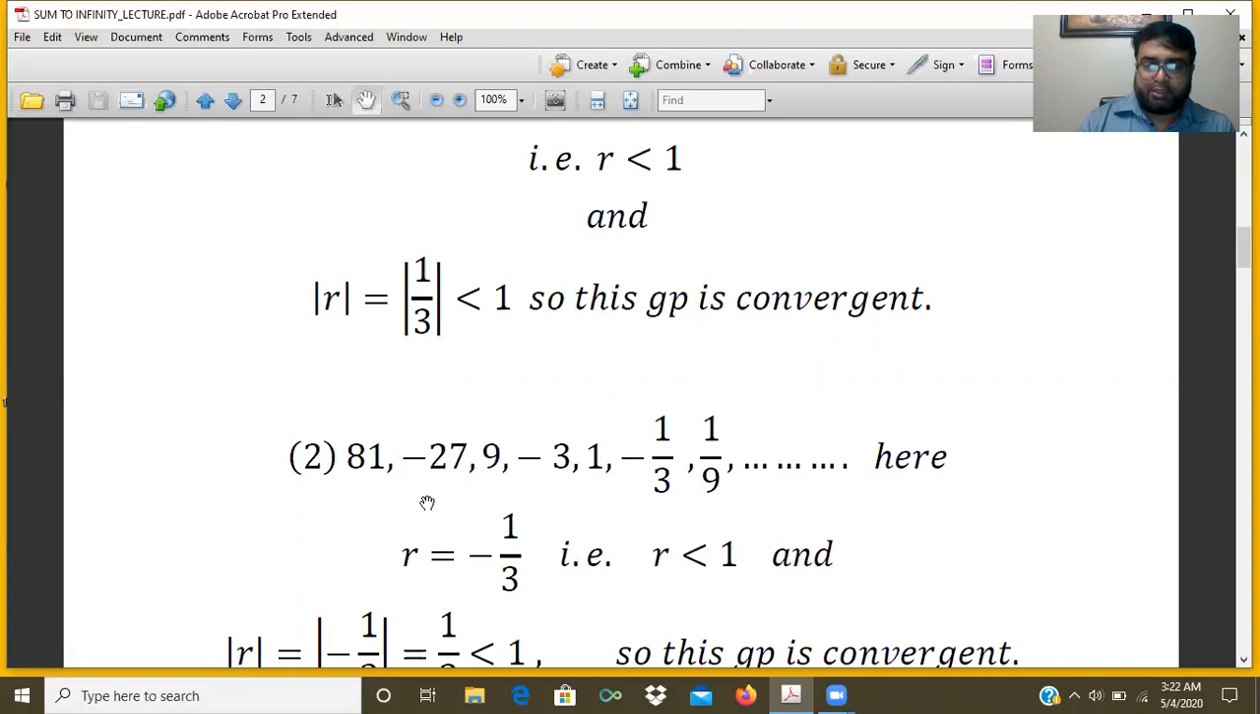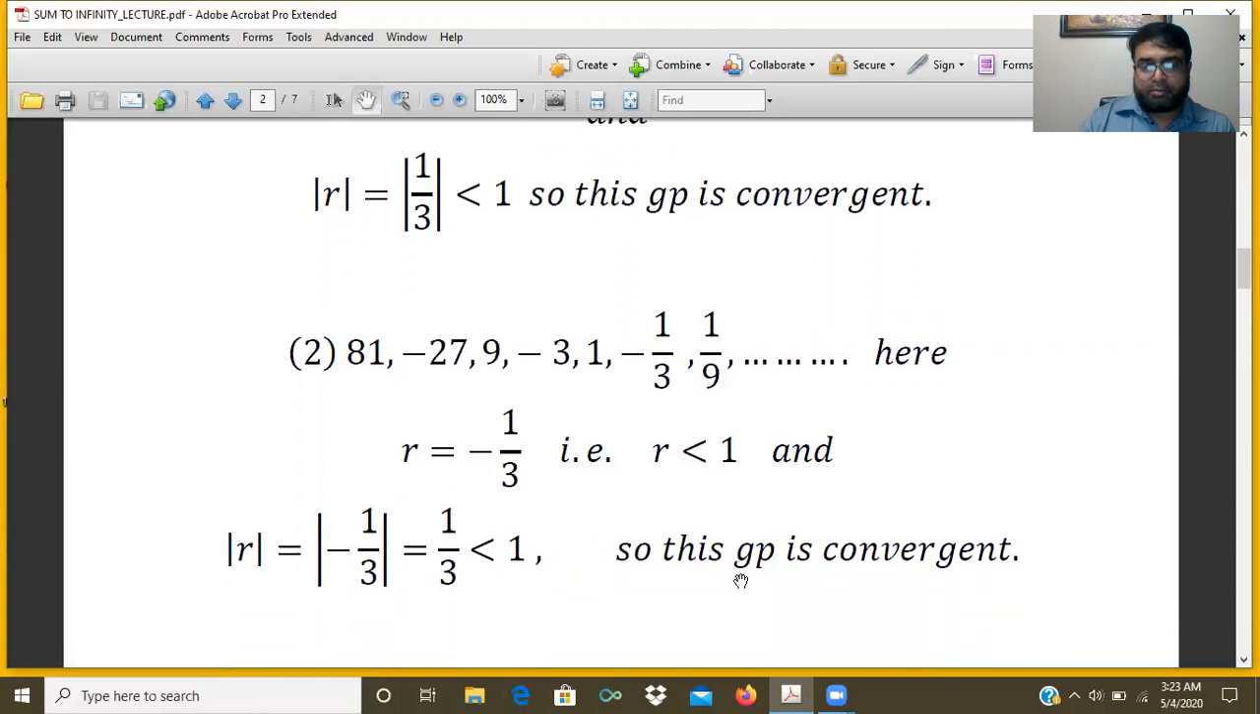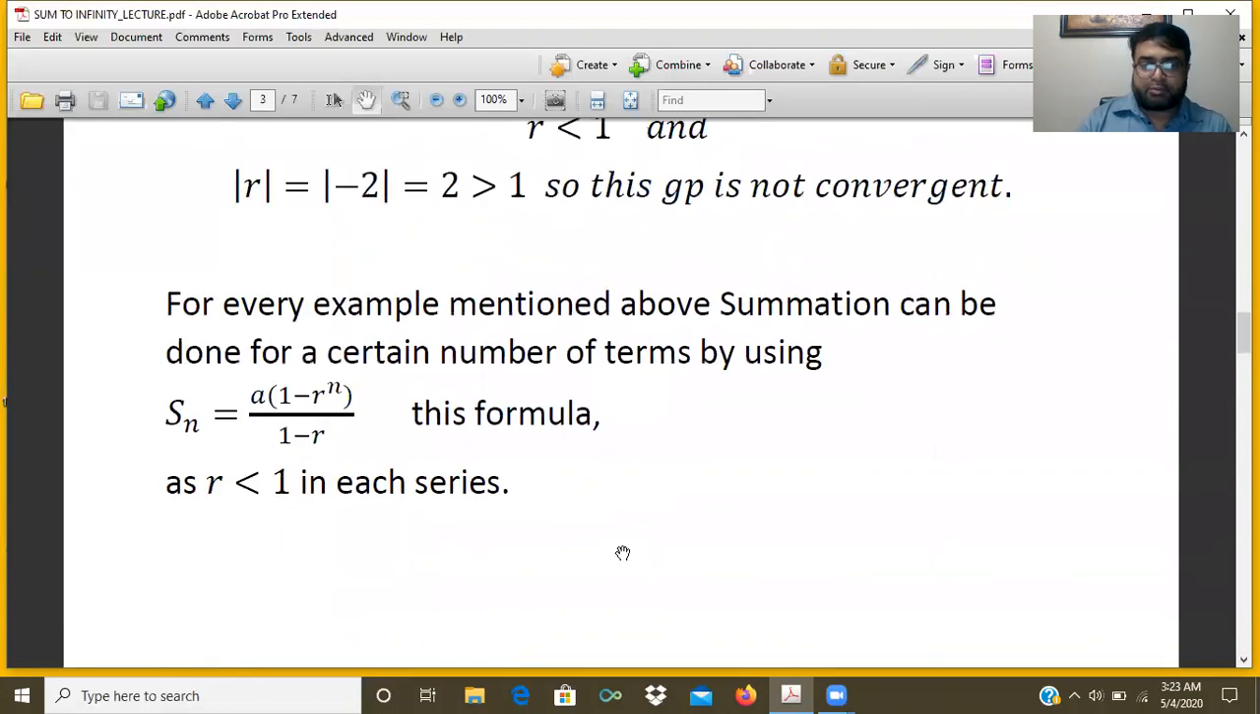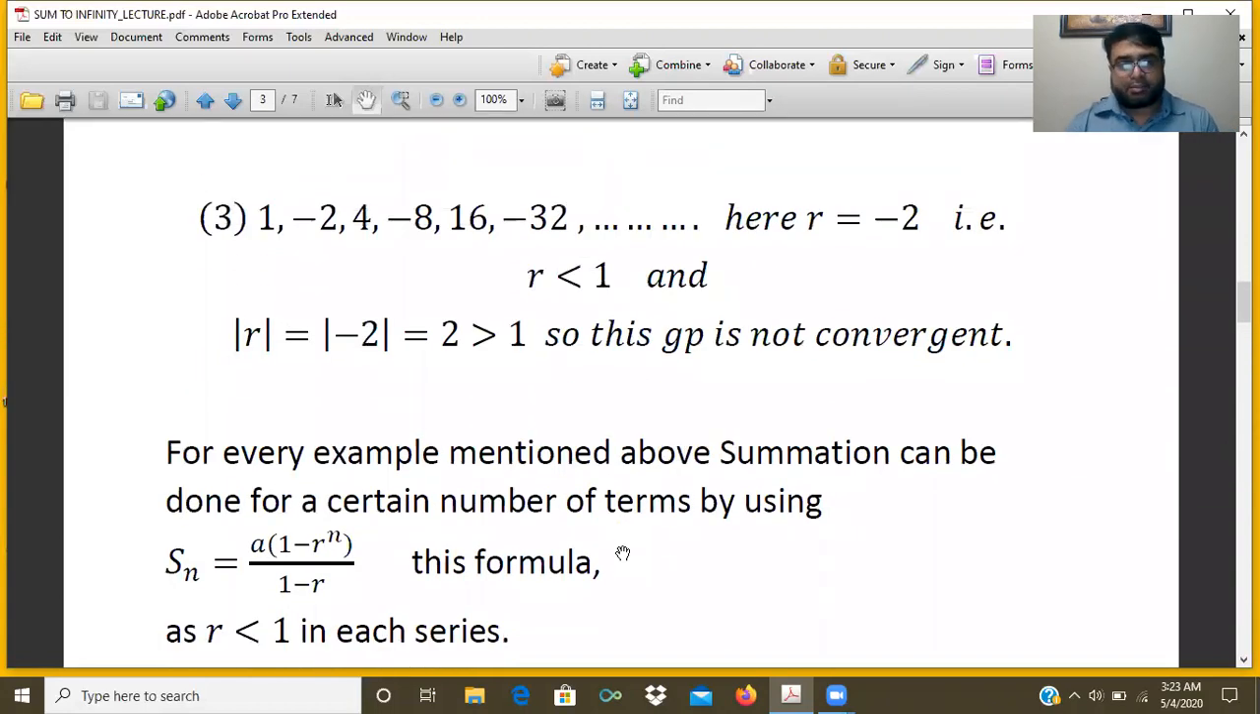Example 2. We see that the series is like 81, minus 27, then 9, then negative 3, then 1, then negative 1 by 3, and so on. Here r is negative 1 by 3. That means r is less than 1, and the modulus of r is again 1 by 3, which is less than 1. So this geometric progression is also convergent. Let's see another, example 3. Here we see the terms are like 1, minus 2, 4, minus 8, 16, minus 32, and so on. Here r, the common ratio, is negative 2.